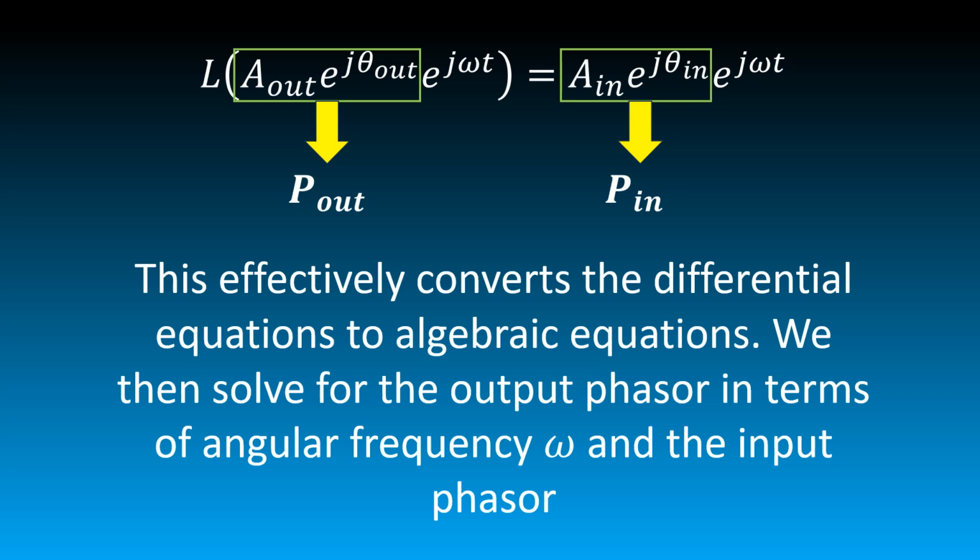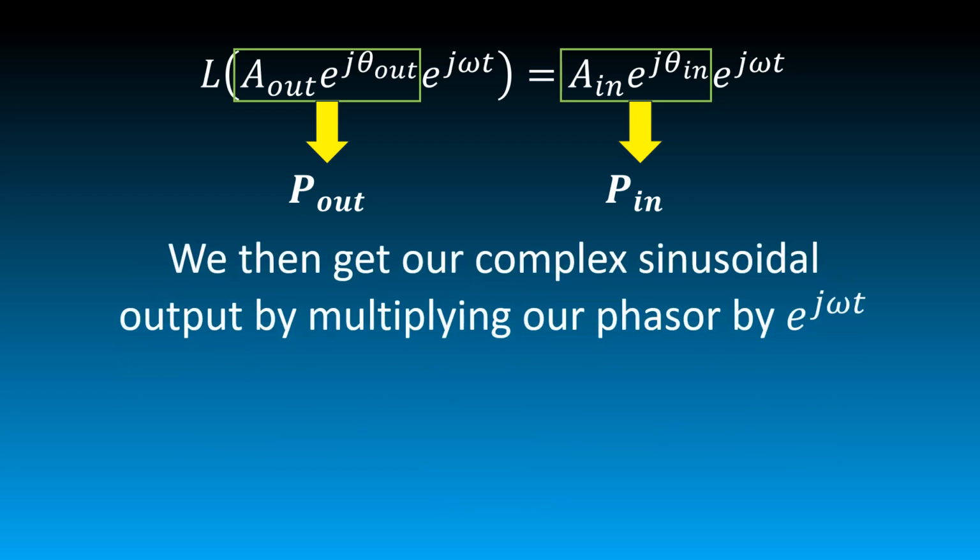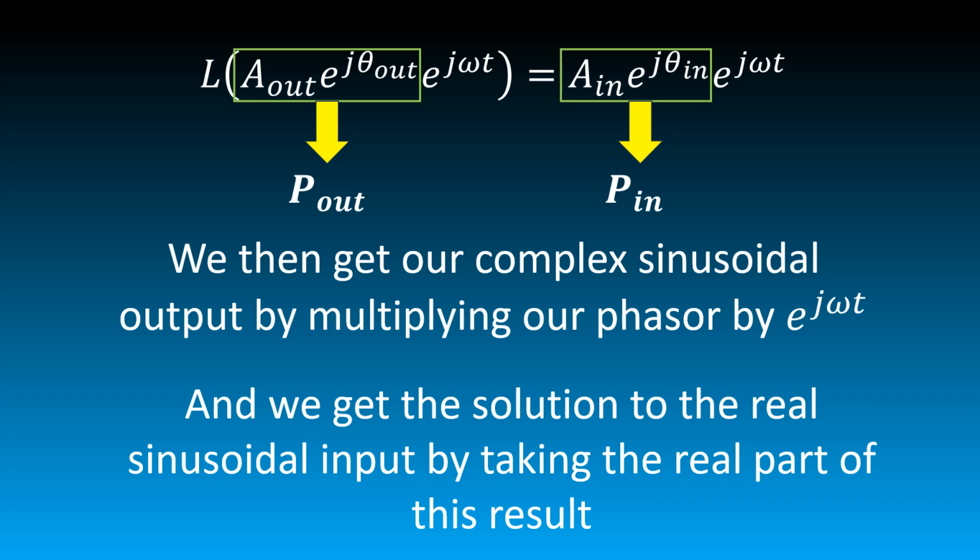So we then get our complex sinusoidal output to the complex sinusoidal input by multiplying our output phasor by e to the j omega t. And we get the solution to our original real sinusoidal input, which was the real part of our complex sinusoidal input, by taking the real part of the complex sinusoidal output that we got.